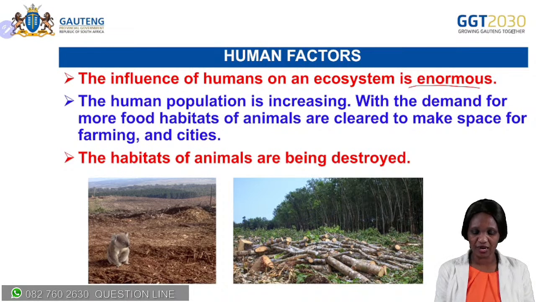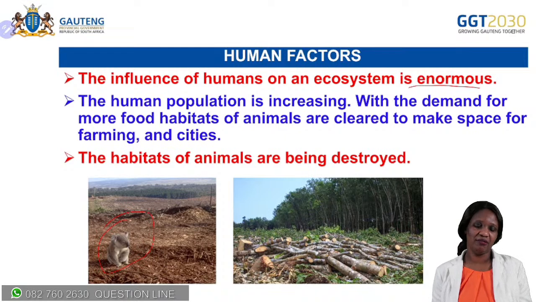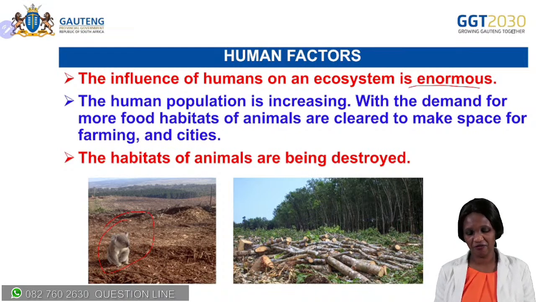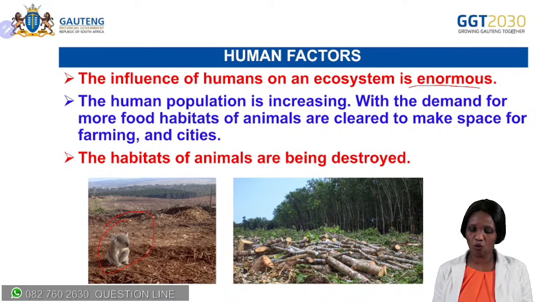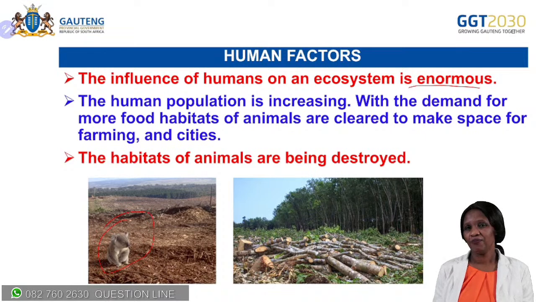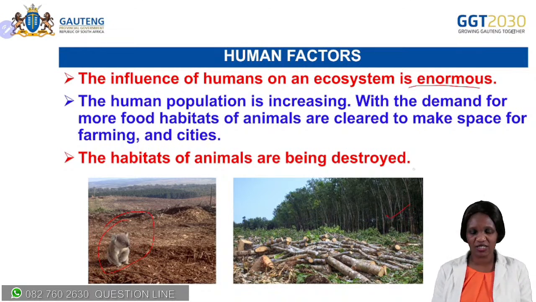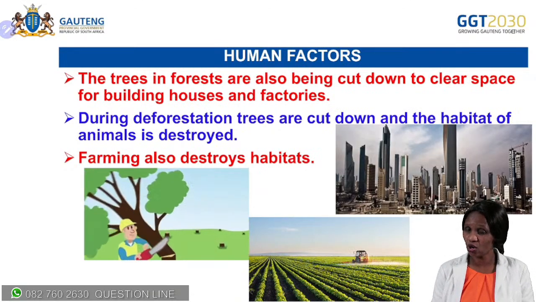Look at this rabbit here. The place is now cleared. How is it going to survive? The place is cleared. For what? For building cities. All right? Even maybe for farming. And then look at this forest. It's a thick forest, but it is being destroyed because people are cutting the trees down. They are busy deforesting that area, and they are not reforesting it, which is a cause for concern.